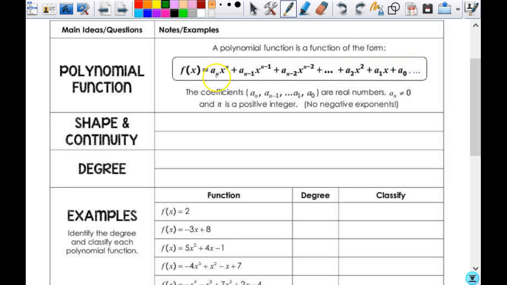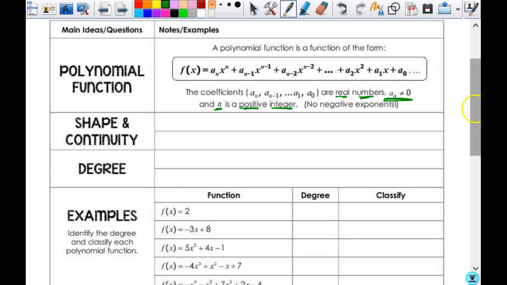And then the a sub n, because those are all my little coefficients, right? So it says the coefficients are real numbers, and a sub n cannot equal 0. Because if a sub n equals 0, then that first term there doesn't even exist, and that changes the name of my polynomial. And n is a positive integer, okay? So n also has to be a positive integer. So no negative numbers, no rational exponents or anything like that. No negative exponents.